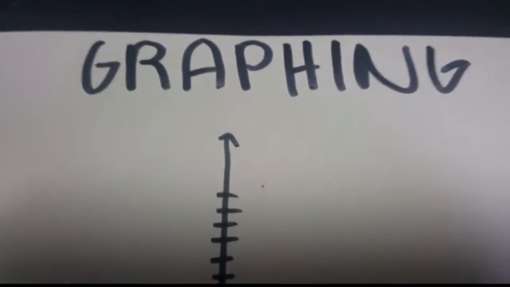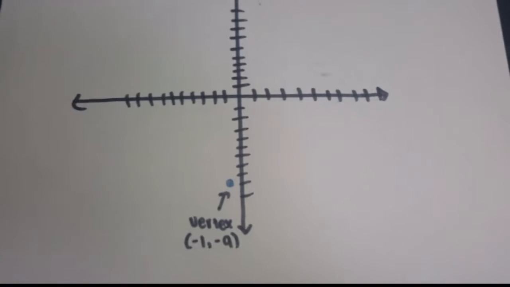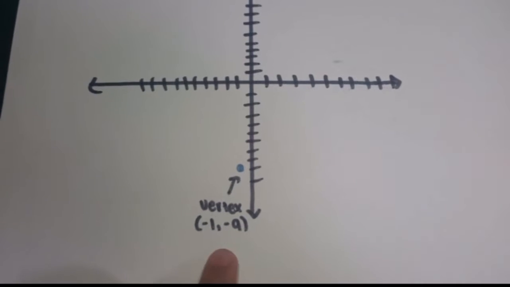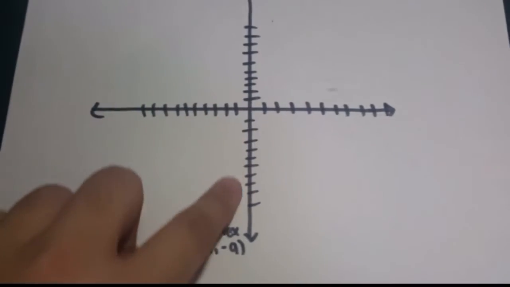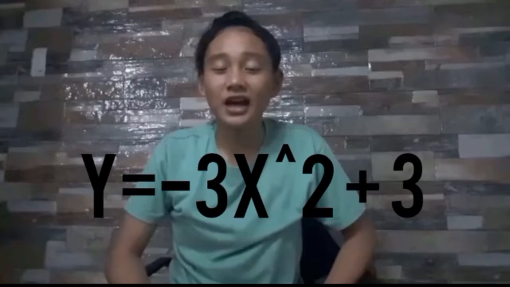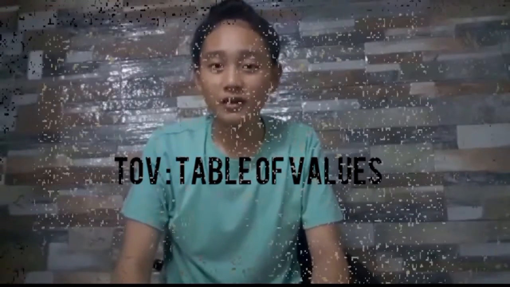Proceed to graphing. So first thing to plot in the Cartesian plane is the vertex, which we had computed earlier, which is negative 1 and negative 9. But I think there's a simpler way for us in order to illustrate this function. Let us use the equation. For illustrating to be easier, let us start using the TOV, which is known as the table of values.